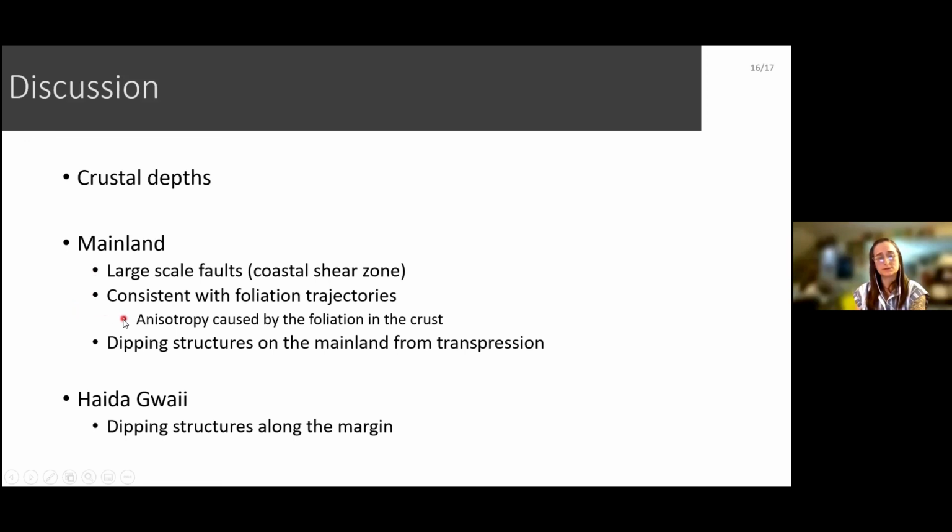So maybe our results are anisotropy caused by that foliation, or perhaps it's caused by dipping structures on the mainland that formed from transpiration when we had those terrains being accreted. And when we're looking at Haida-Gwaii, perhaps our results are from dipping structures along the margin.